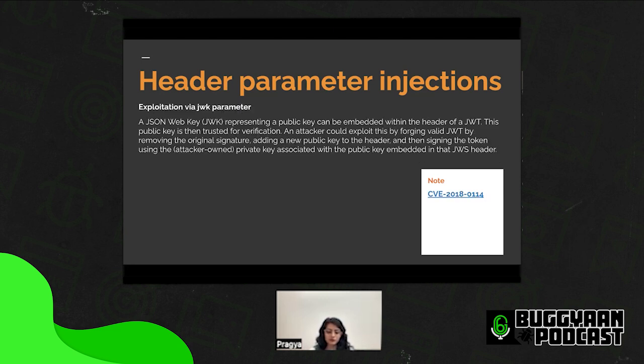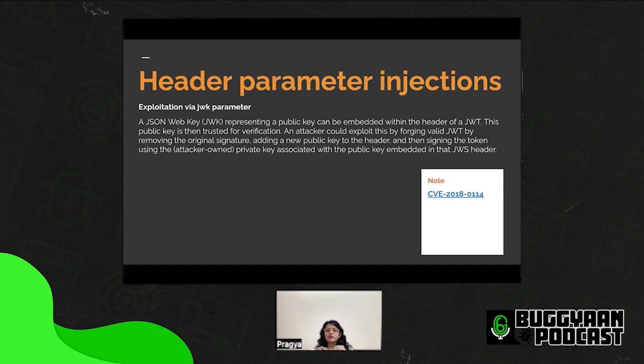Let's start with the JWK parameter. So JWK is the actual public key in JSON. It represents a public key which can be embedded within the header of a JWT. So it's there in the header. Public key is there in the header only in JSON format. And this public key is then trusted for verification since it's already there. An attacker could exploit this by forging a valid JWT, by removing the original signature, adding a new public key to the header, and then signing the token using the private key associated with the public key.